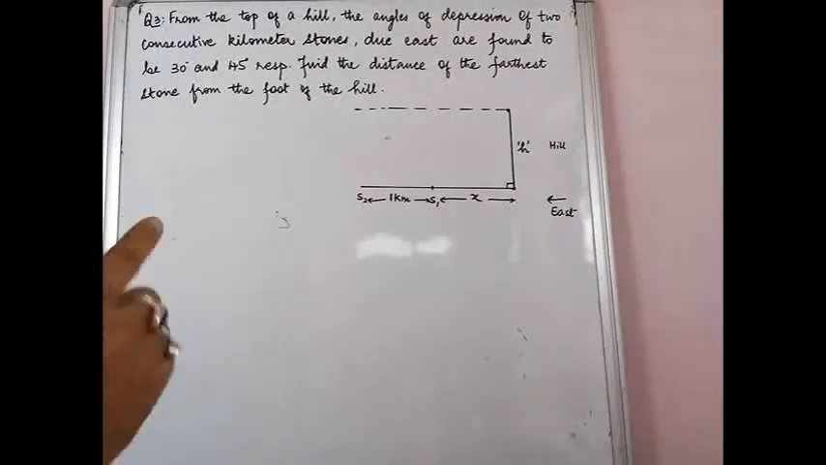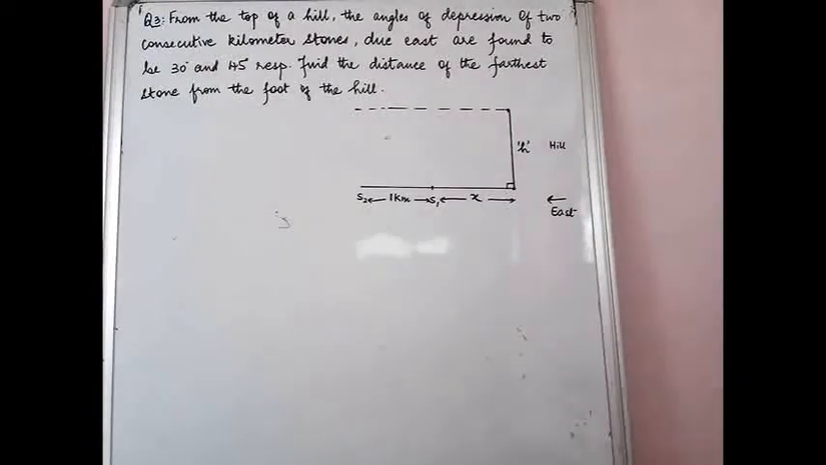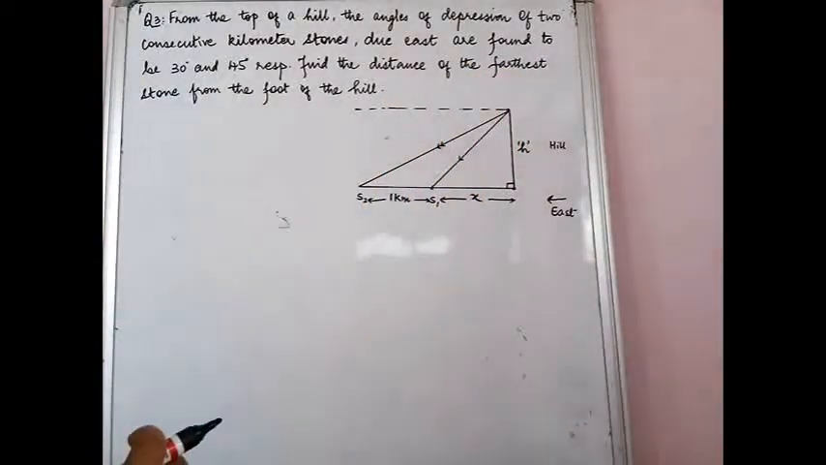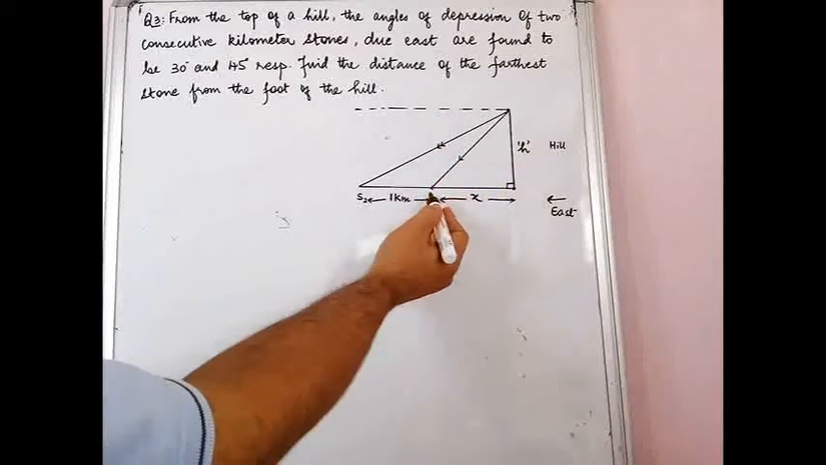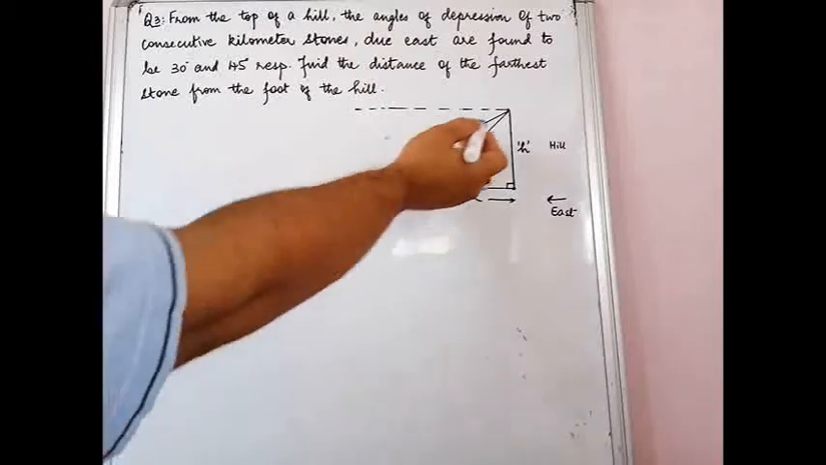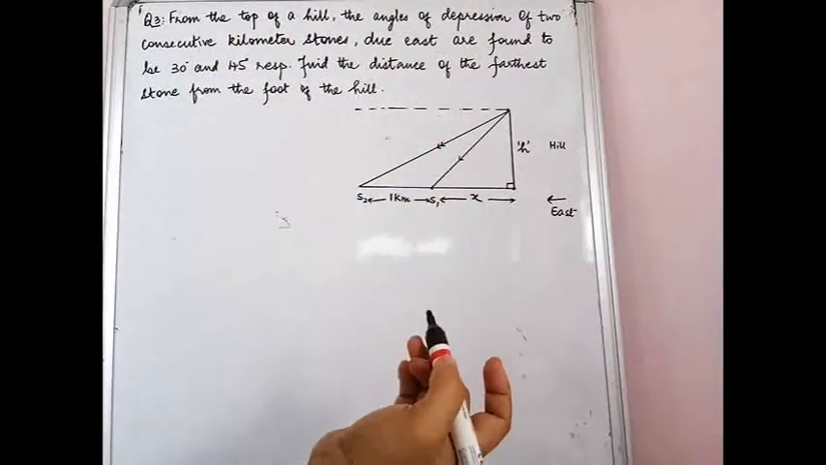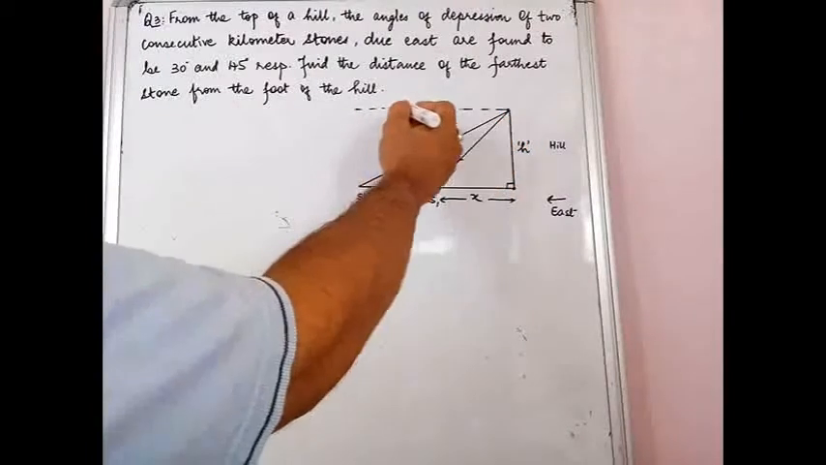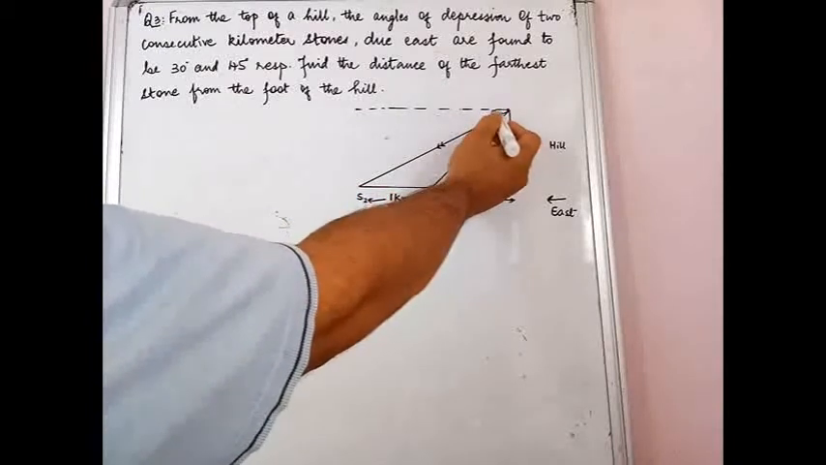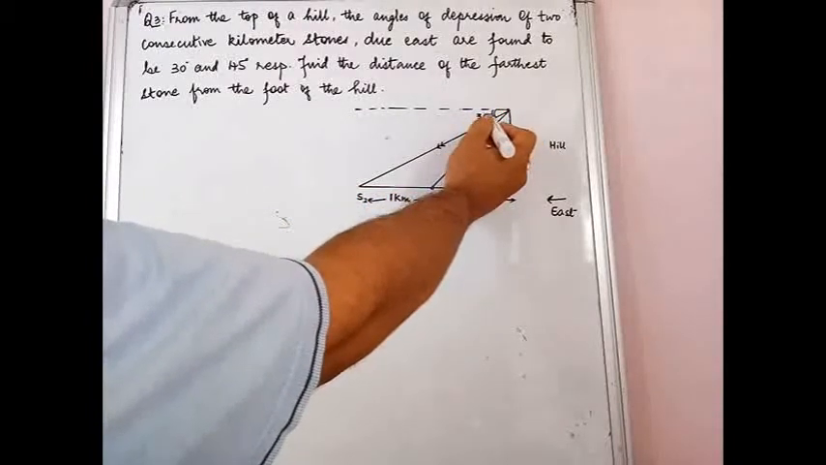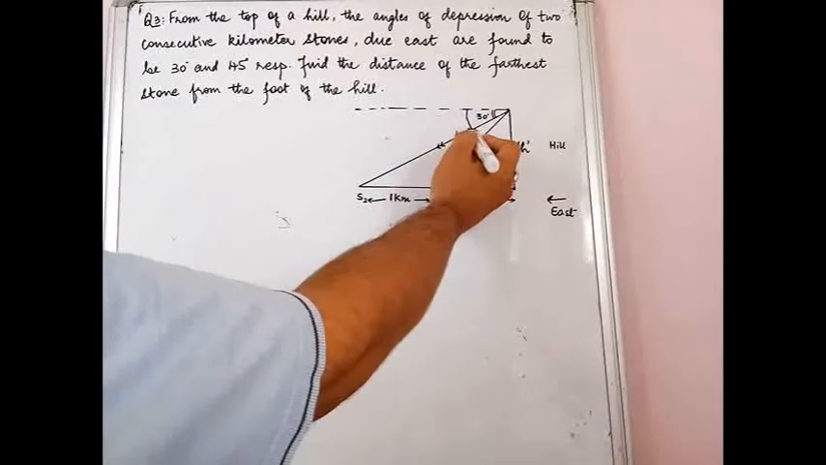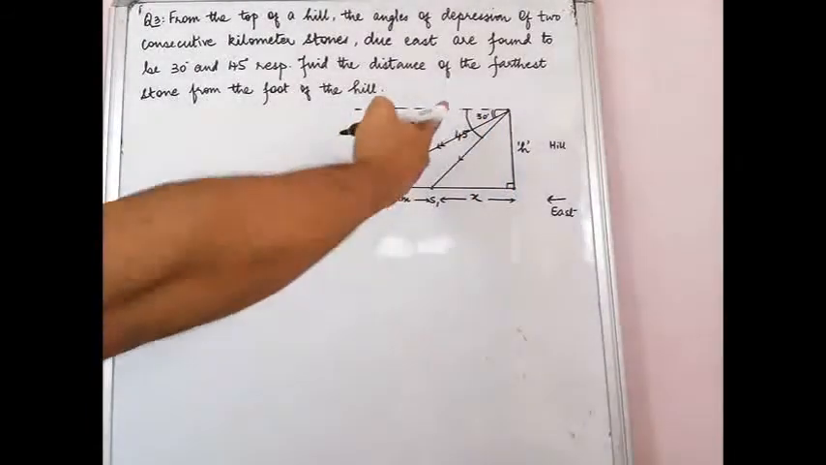Okay, so let me quickly complete the diagram by showing you the line of sight. You see these are the two lines of sight that I have drawn. For this person who is looking down at stone S1, this is the line of sight, and for the same person looking down at this stone, this is the line of sight. The angles of depression are formed with respect to the horizontal line of sight. So this particular angle of depression is going to be 30 degrees, and this angle of depression is going to be 45 degrees, obviously, because this is the greater angle.